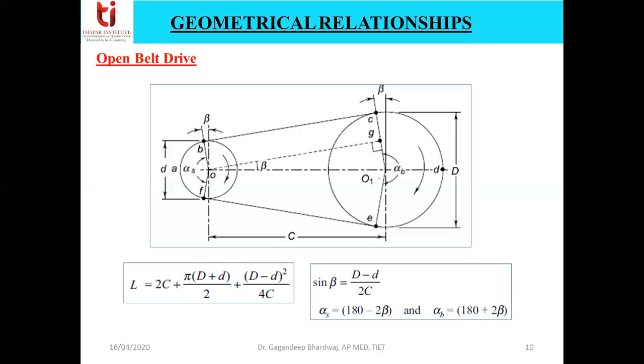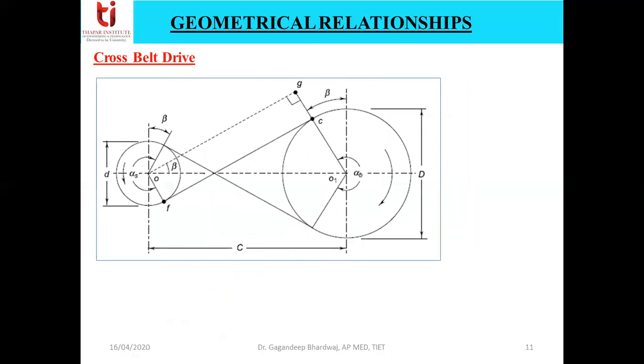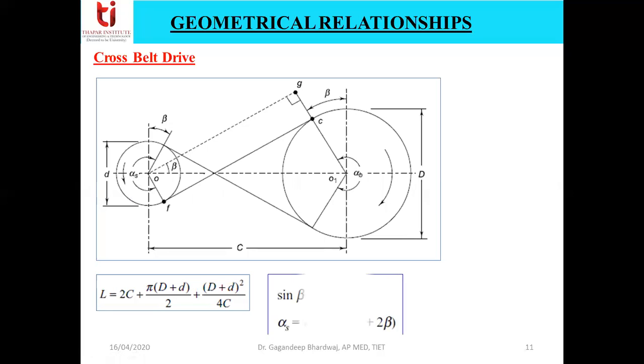From this sine beta, you can calculate the wrap angle for the smaller pulley. This angle is alpha S. Alpha S is 180 minus 2 beta, and alpha B is 180 plus 2 beta. And for the geometric relationship for the cross belt drive, alpha S is the wrap angle for the smaller pulley, alpha B is the wrap angle for the larger pulley, and alpha S is 180 plus 2 beta, and alpha B is also 180 plus 2 beta. And this is the expression for length of belt in case of cross belt drive.